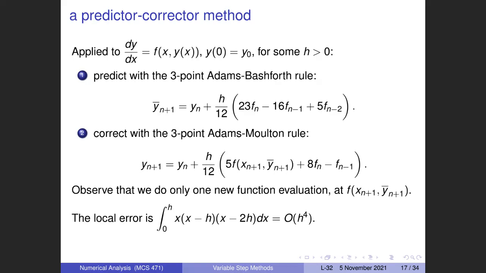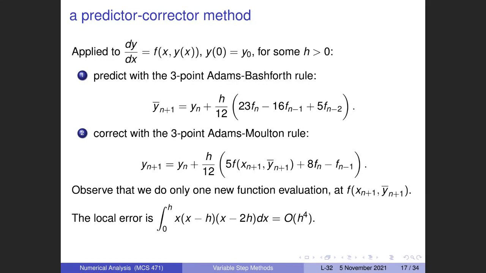All right, so what have we done? We have derived a predictor-corrector method that uses the previous function values. We use a 3-point Adams-Bashforth rule to predict the value to use in the corrector. So here it is explicitly used.